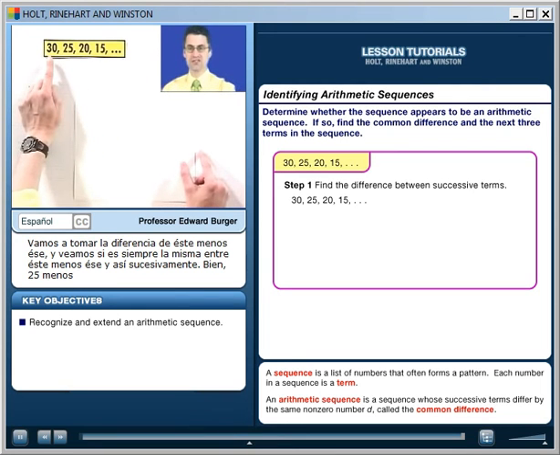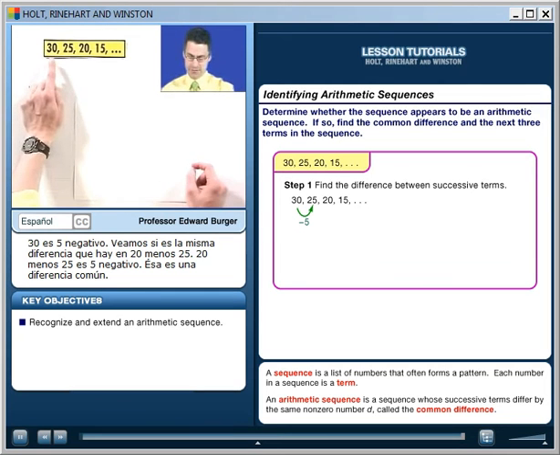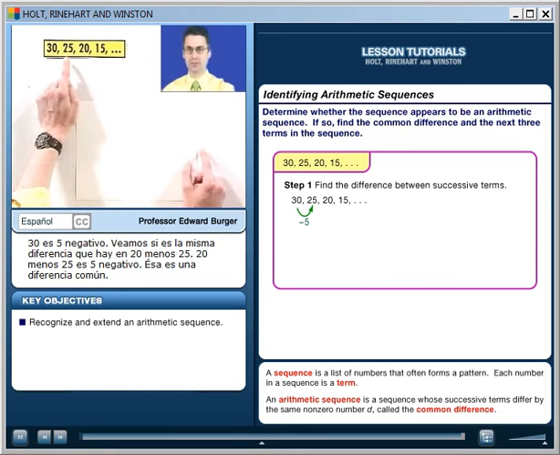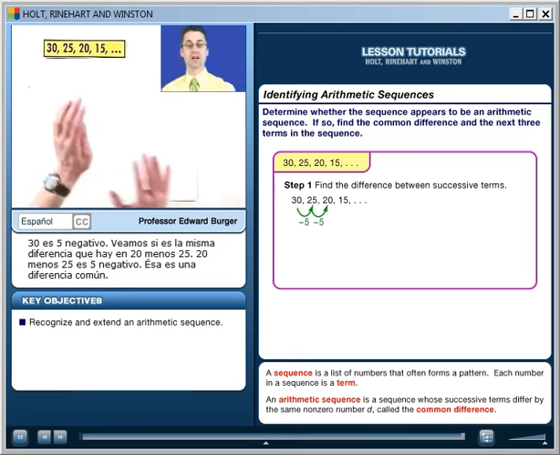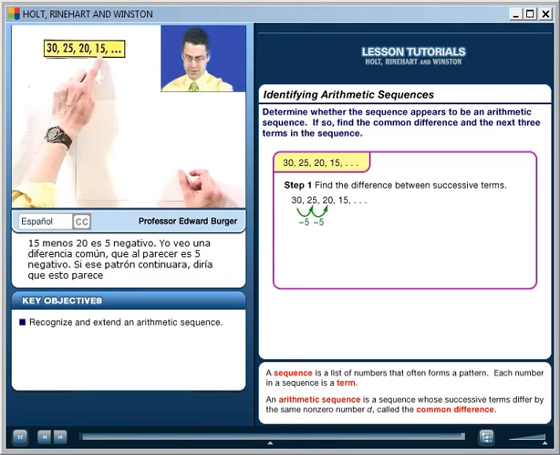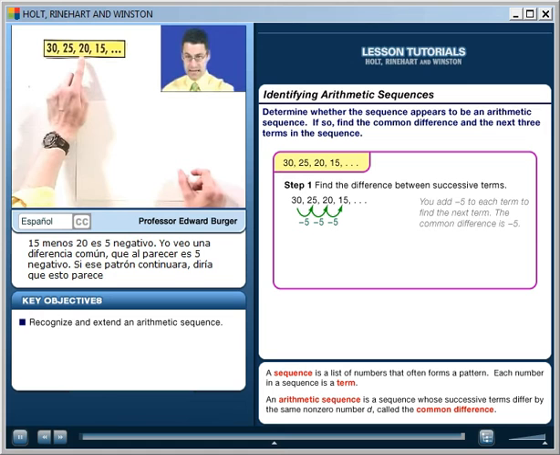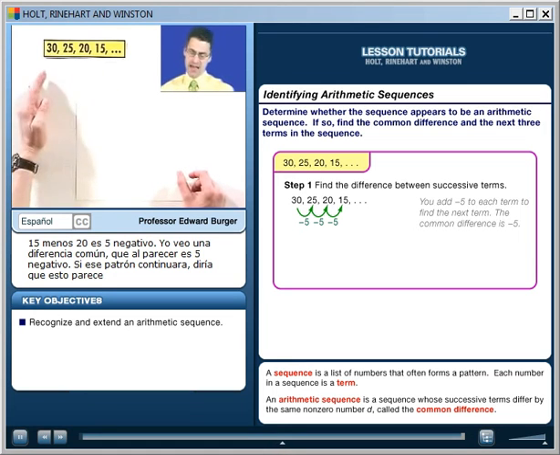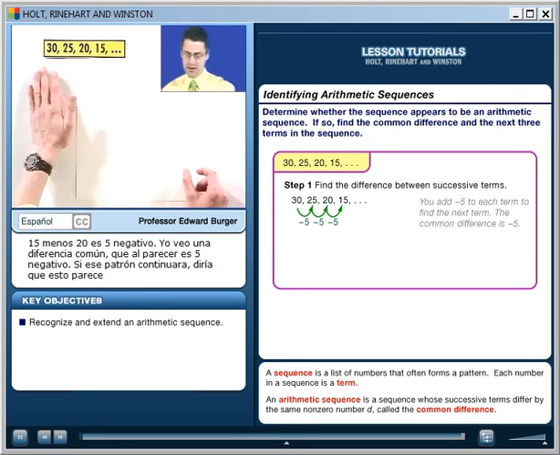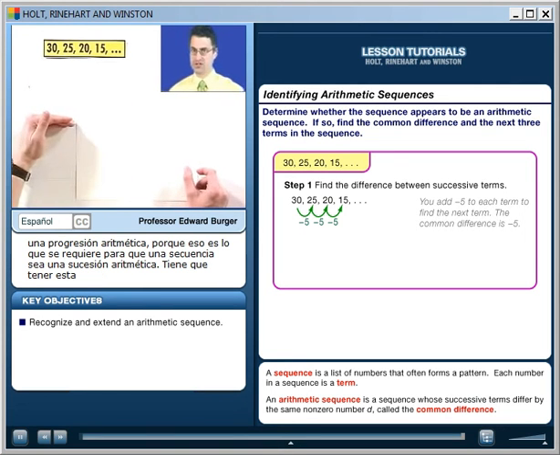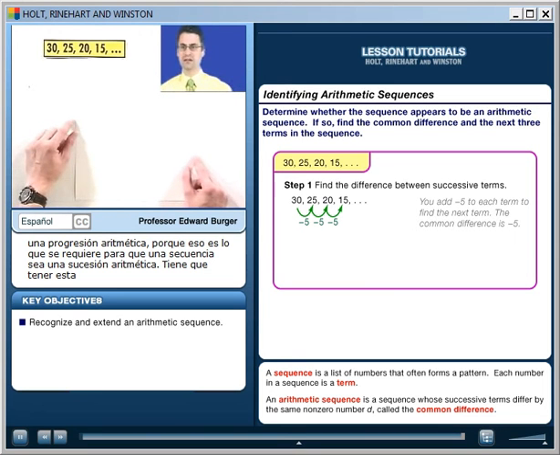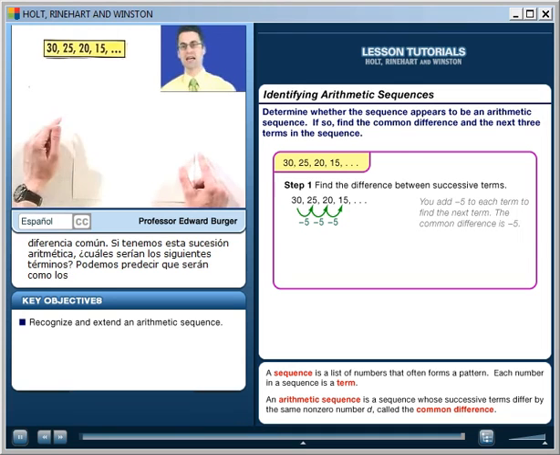Well, 25 minus 30 is negative 5. Let's see if that's the same difference as 20 minus 25. Well, 20 minus 25, negative 5. Common difference. 15 minus 20, negative 5. So I do see a common difference. It seems to be negative 5. If that pattern were to continue, then I would say this does look like an arithmetic sequence, because that's what's required of a sequence to be an arithmetic sequence. It has to actually form this common difference.